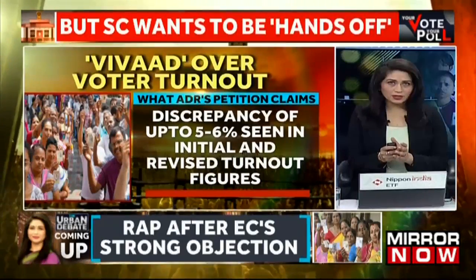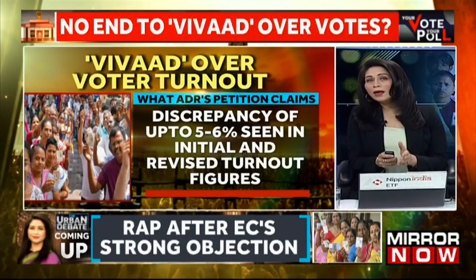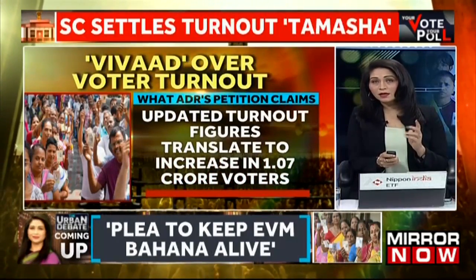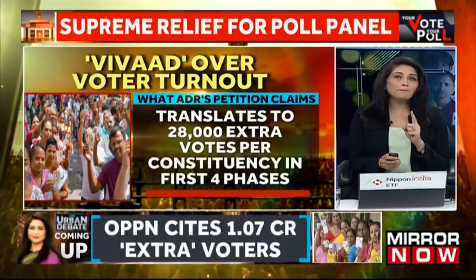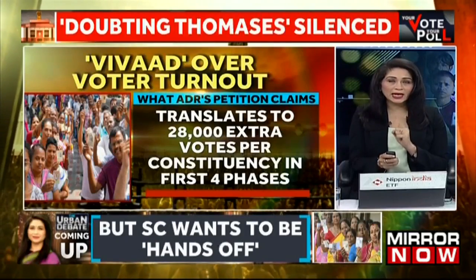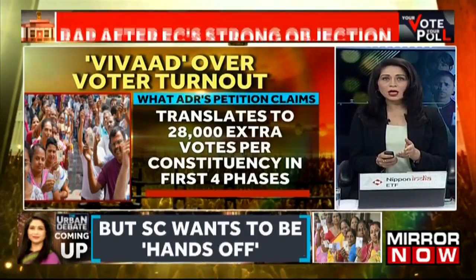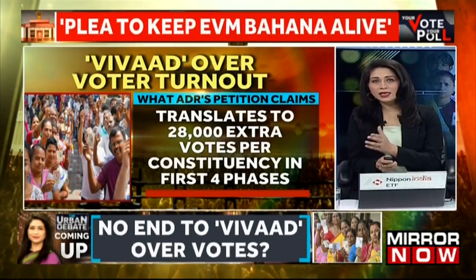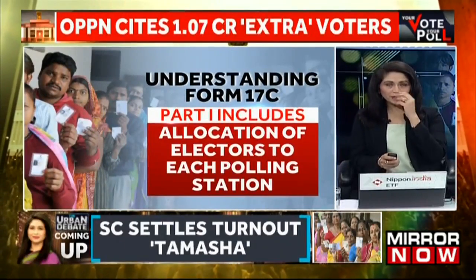Now, ADR claims that these updated figures translate to an increase of 1.07 crore voters across the first 4 phases, which means an increase of 28,000 votes per constituency seat, enough to potentially sway an election. The ADR's petition, which was backed by key opposition leaders, was for the Election Commission to publish copies of Form 17C for each polling station on its website after every phase. Let me explain this.